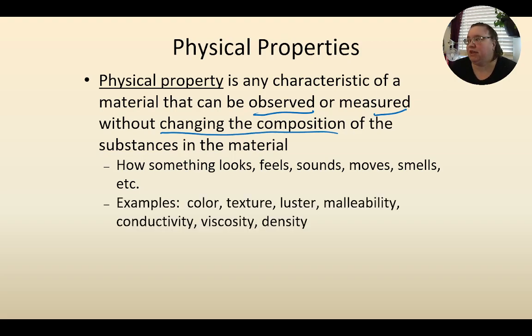So I could say that something is blue. I could say that something feels fuzzy or sounds loud or is conductive. Remember, conductive means heat or electricity. I could also look at its density. We've talked about density in a previous lesson. Luster and malleability. What does luster mean? Well, luster is just a nice fancy word for shiny. Most all metals that you will encounter have luster. Malleability, that is the ability to be pounded into sheets.